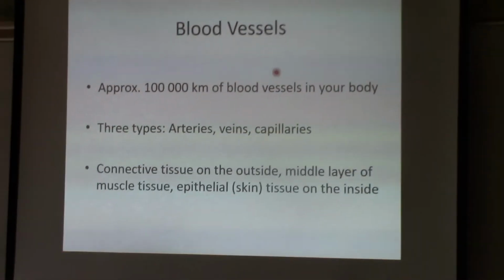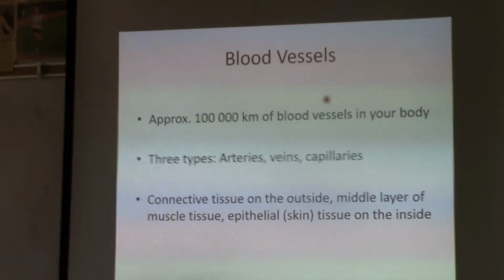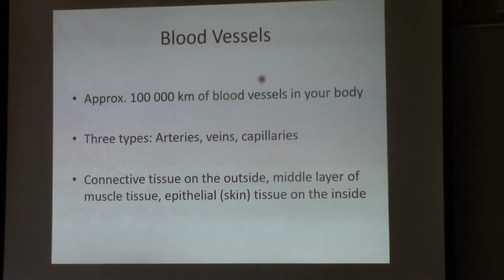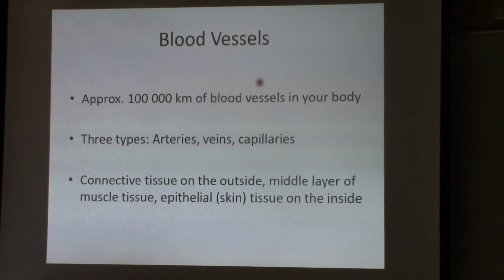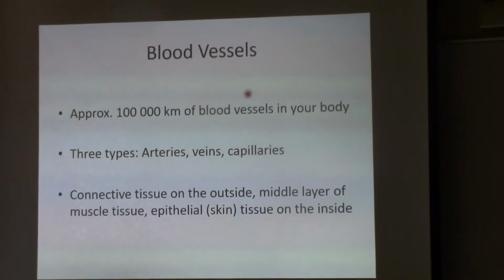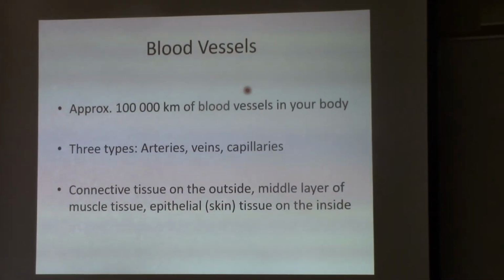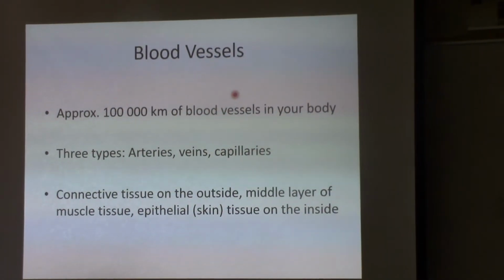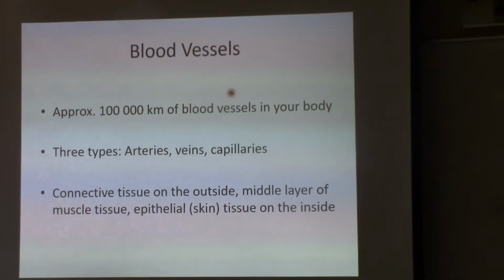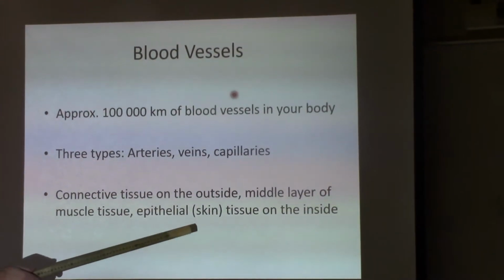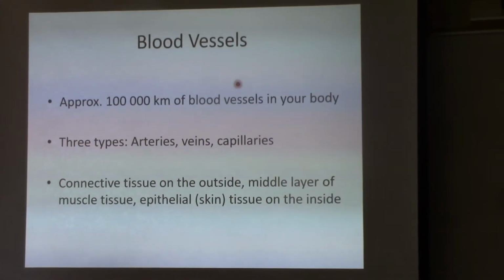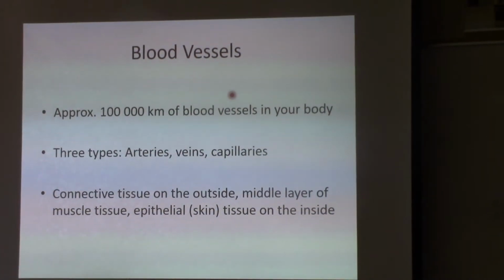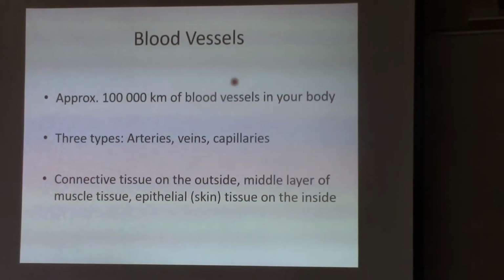So in your body, you have approximately 100,000 kilometers of blood vessels. That's a crazy amount. All right? So there's three types of main blood vessels: arteries, veins, and capillaries. The blood vessels themselves have connective tissue on the outside. There's a middle layer of muscular tissue, and then there's a skin tissue on the inner layer of the blood vessels. Okay? And the arteries, veins, and capillaries all have slightly different structures.